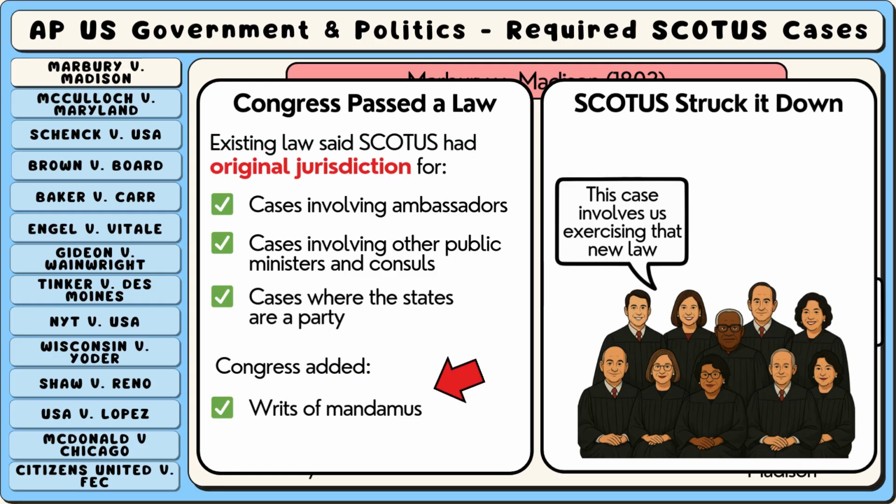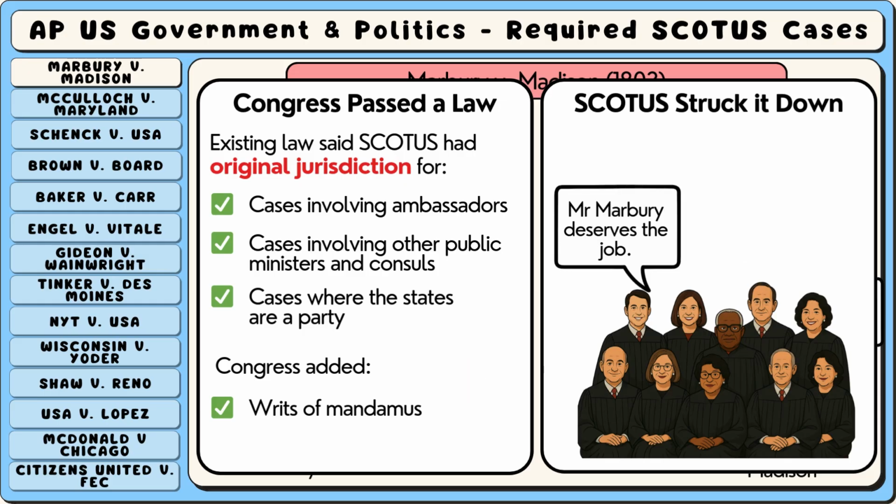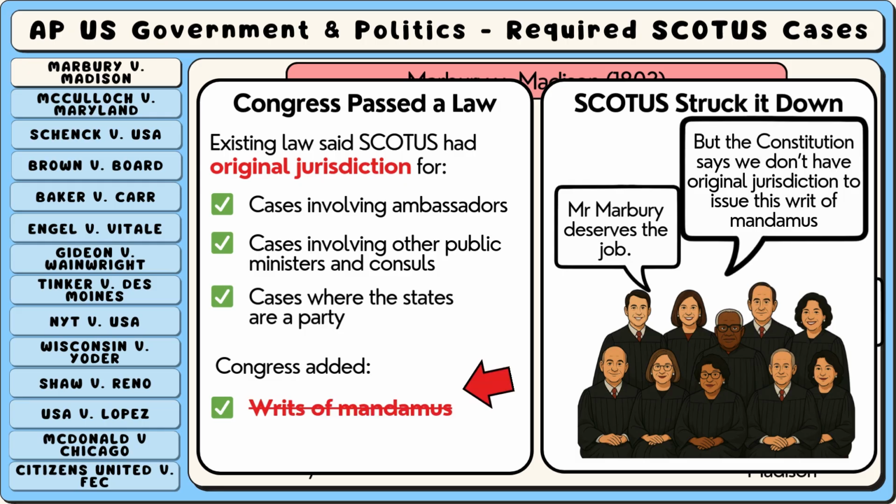So, suddenly we were in a situation where the Supreme Court was being asked to exercise the power that Congress had granted the court in the Judiciary Act of 1789. So, next the Supreme Court ruled that even though Marbury should get the job, they couldn't do anything about it because they didn't have the original jurisdiction, in this case, to issue a writ of mandamus.